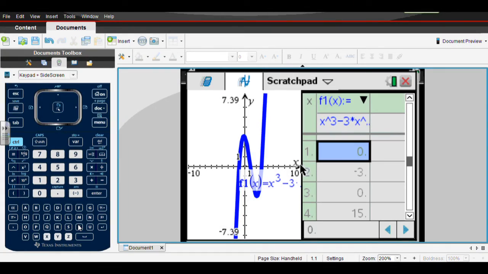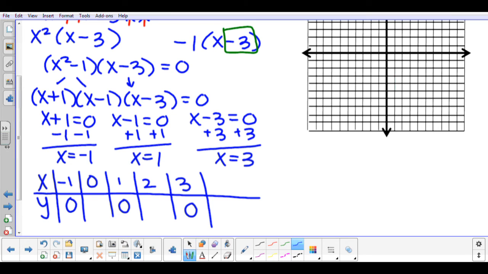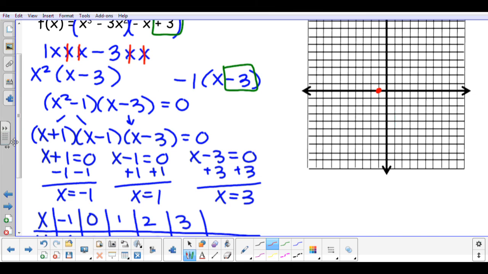Now that I have my equation graphed in my calculator and I'm at my table, I can see that at 0 the y coordinate is 3, and at 2 the y coordinate is negative 3. So now I'm going to plot these points on my coordinate grid. Now that I have my points plotted, I'm going to sketch in a curve to match the graph that I see on my calculator. So the left side of my graph is going to go down, and the right side of my graph is going to go up.